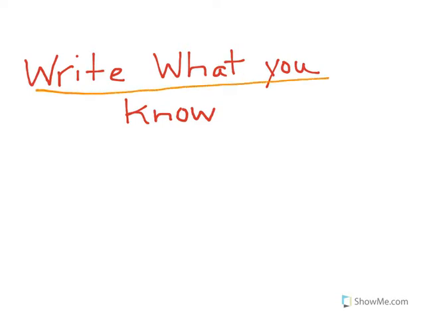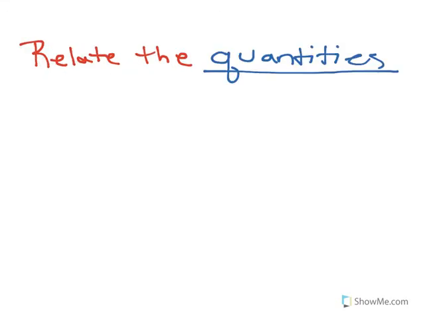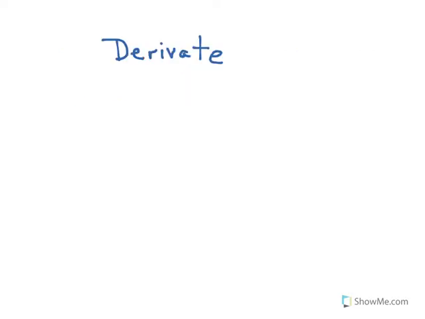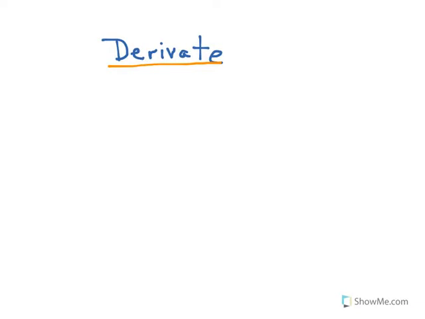First thing you're going to do is write down what you know. The second thing you're going to do is write down what you need, the things that are missing that you might want to have. After you've written them down, you're going to relate the quantities, not the rates, just the quantities. Then you're going to derivate, or take the derivative, or differentiate, however you want to write that down. You'll then have two equations. You'll have the original equation, relating the quantities, and another equation, relating the derivatives.